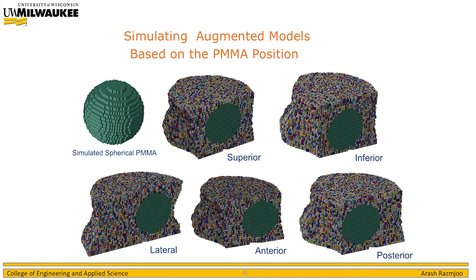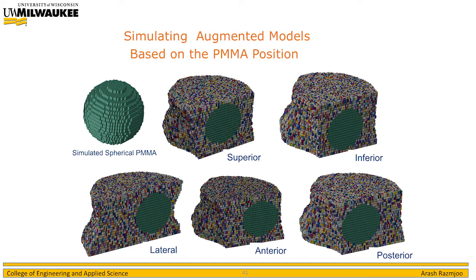To study the effect of the position of the special bone cement inside the vertebra, we simulated the vertebroplasty with a special shape. Here we took a spherical shape of the PMMA or bone cement and put it in different positions inside the vertebra. For example, this shows a section of the vertebra with the bone cement inside. We placed the PMMA closer to the superior end plate here. And here we placed it closer to the inferior end plate.